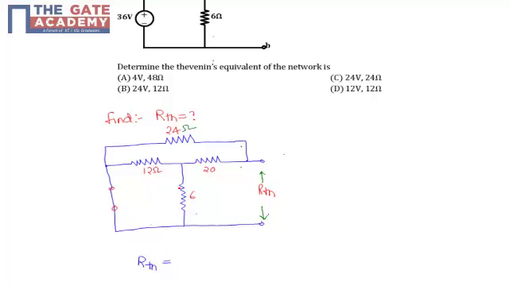This 12 ohm resistor and 6 ohm resistor are connected in parallel, and that combination is in series with the resistance of 20 ohms. That complete circuit is parallel to 24 ohms.